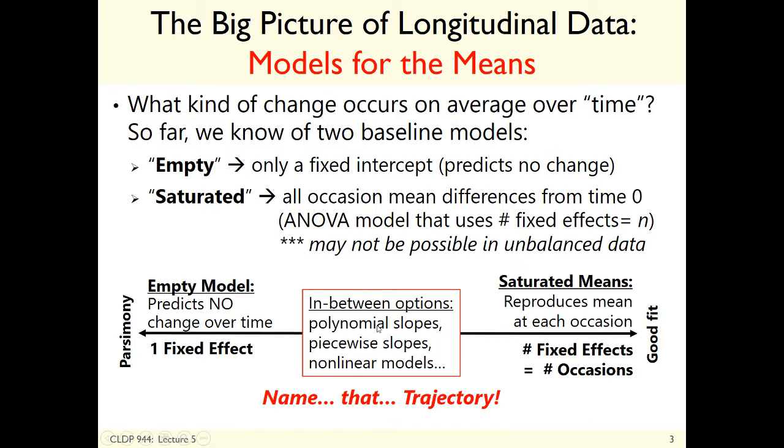We're going to start with linear because that's the simplest one, and it's the basis of pretty much every other option. But we're also going to talk about polynomial approaches, so time squared and time cubed, and piecewise slopes, which are exceedingly useful for those of you who have any kind of multiple baseline intervention-type designs, where you have a watch period and then something happens and then you watch them some more and then later you have a follow-up.